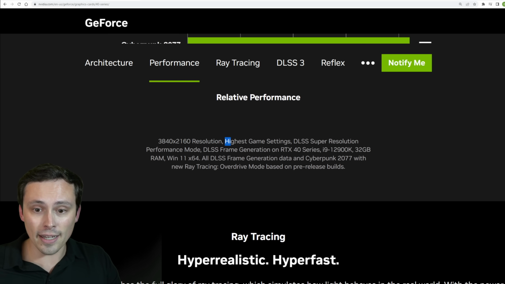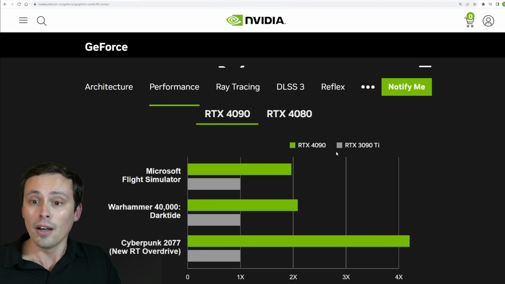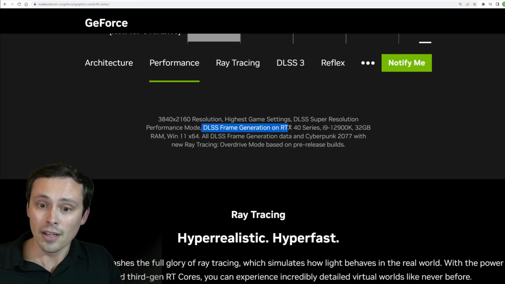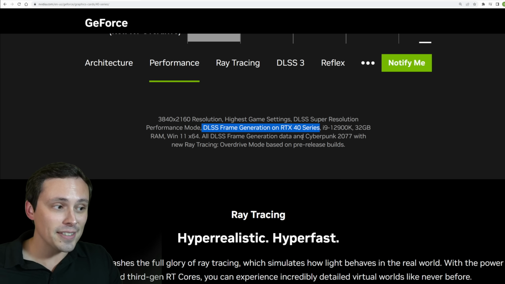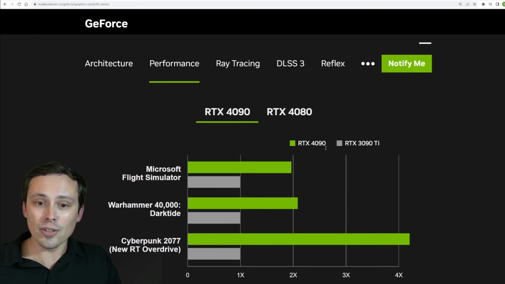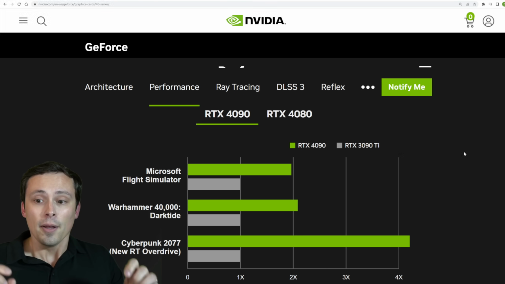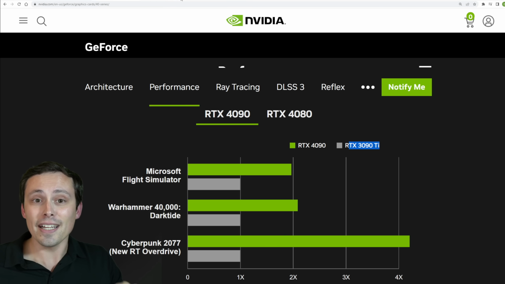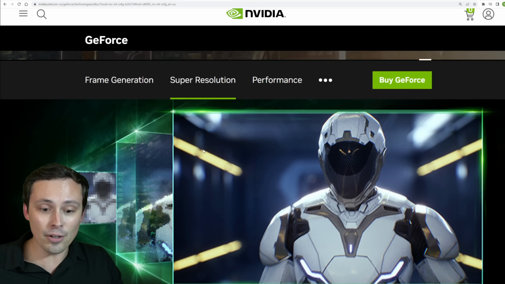Now, here's why this can be a bit misleading. Okay, this is done at 4K, highest game settings, so far so good. This is using DLSS performance mode on the 3090 Ti, and it's using DLSS frame generation on the 40 series card. And this is why this is misleading, at least if you're looking for a straight up performance gain in an apples to apples comparison. Because the 3090 Ti cannot run DLSS 3. And DLSS 3, if it does what it claims it does, is going to be, in my opinion, the most exciting thing about all of this.